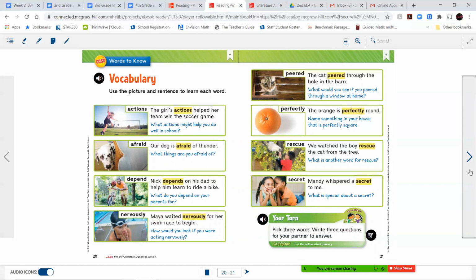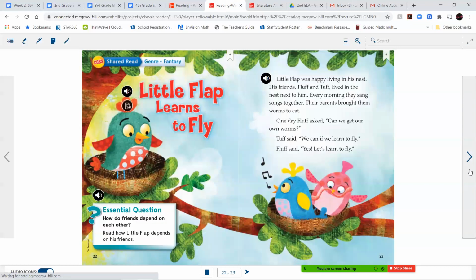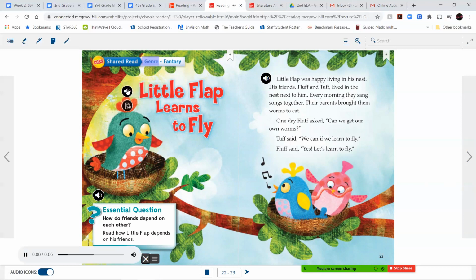But first, I want to go into your next story. So this story is a fantasy story, which means it's make-believe. And we're going to talk about different things that make up a fantasy story as soon as we're done reading. Genre: fantasy. Little Flap Learns to Fly.